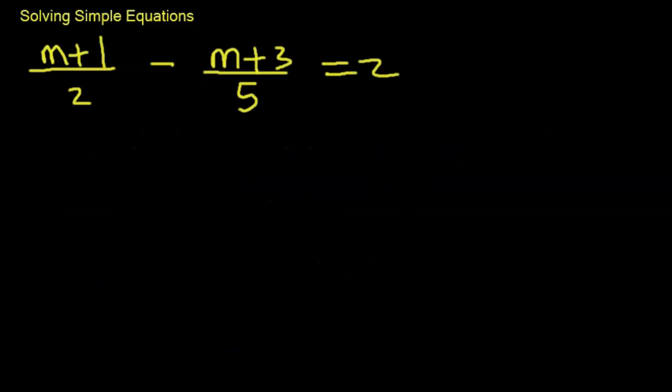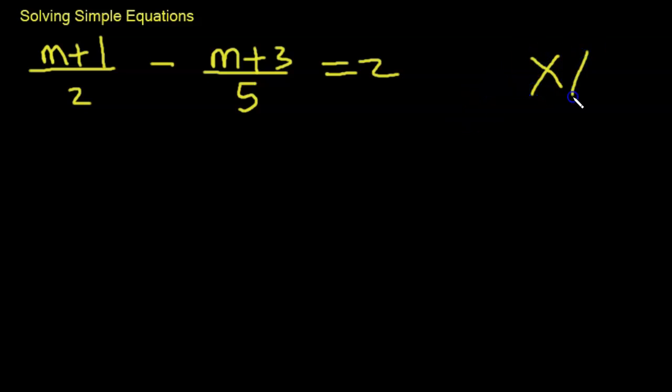Here's another problem. m plus 1 over 2 minus m plus 3 over 5 is equal to 2. Again, we have a situation where we have 2 different denominators, and therefore we need to try and get rid of those first. First order of business. Same as before, we multiply by the LCM of the denominators, which is 10. So we times both sides by 10.